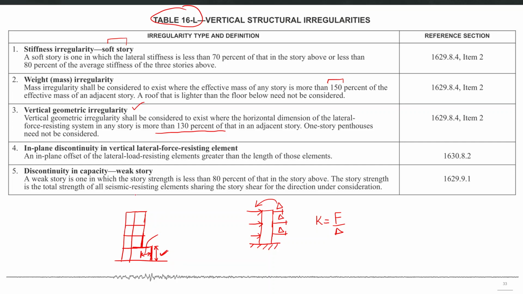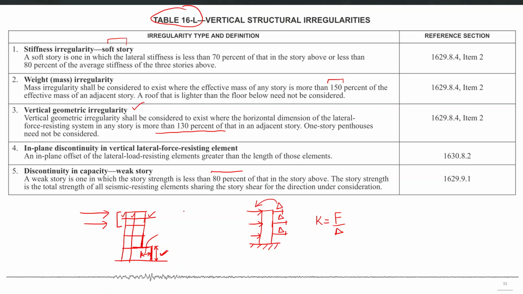And the last case is the discontinuity in capacity, which is called a weak story. A weak story is one in which the story strength is less than 80% of that in the story above. The story strength is the total strength of all seismic resisting elements sharing the story shear for the direction under consideration. If you are applying force in this direction, the story strength for this particular story will be the sum of strengths of all of these elements, 3 columns, this one and this one. The sum of all these 3 strengths will be the story strength.